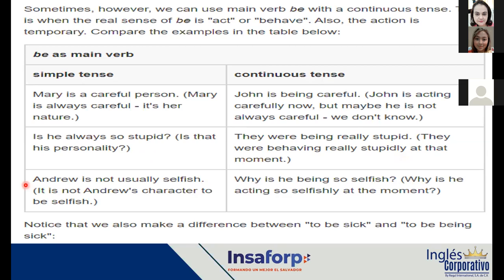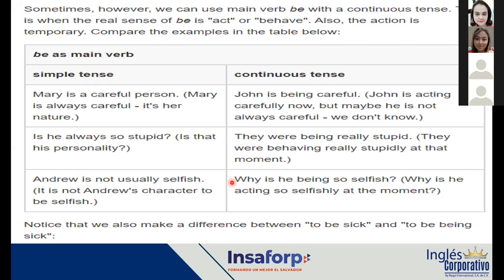All right, so let's go to example number three. Let me see, Andrea Renderos. Okay, number three. Andrew is not usually selfish. It is not Andrew's character to be selfish. Mm-hmm. All right, so let me see. Jenny Sanchez, help me with this one here. Why is he being so selfish? Mm-hmm. Why is he being so selfish? Why is he acting so selfishly at the moment?